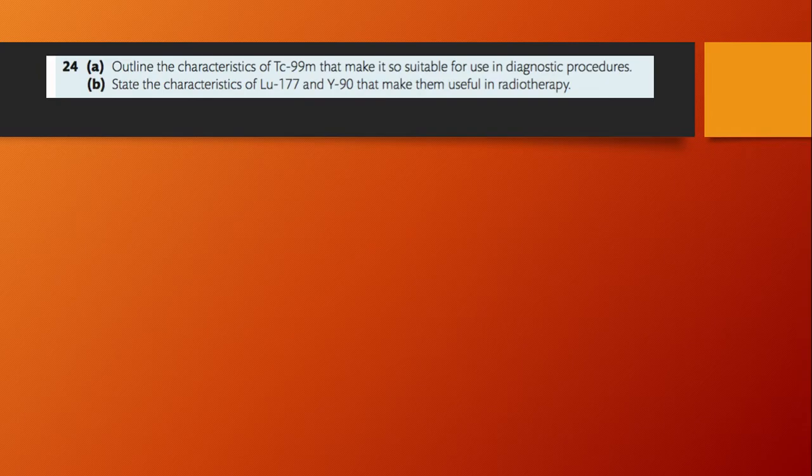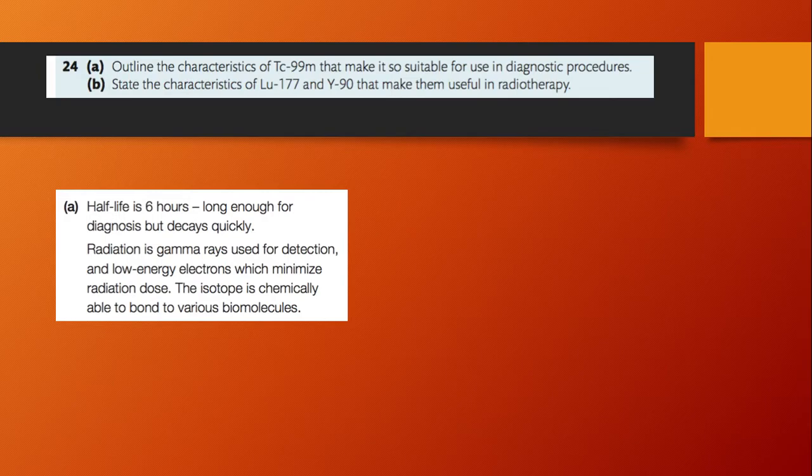Technetium, like was mentioned, is really, really useful, and there were a couple of reasons why it is so widely used in these diagnostic procedures. Those include the half-life being about 6 hours, which is long enough for diagnosis, but it decays quickly, so it is not exposing too much of the patient to the radiation. And the radiation in itself is gamma rays, which are used for detection, as well as low energy electrons, which minimize radiation dose. The isotope is chemically able to bond to various biomolecules within the body.